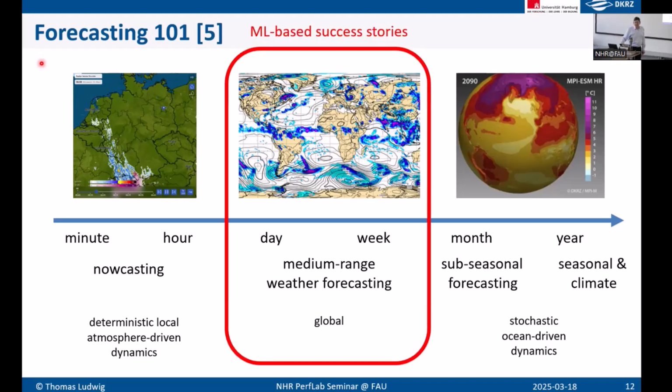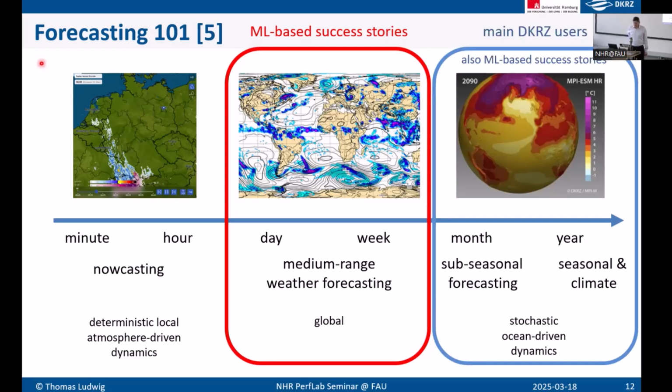This is where we see the machine learning based success stories. And this is what I will report about in the next slides. This is what ECMWF, for example, is concentrating on. And this is what the users at DKRZ are concentrating on. So computations that are done at DKRZ are mainly for climate simulations. So it starts with seasonal, decadal, going then for centuries and sometimes even longer if they want to simulate some ice ages. There are also machine learning based success stories, but they are pretty different. I will give you a short overview over that in one of the later slides.